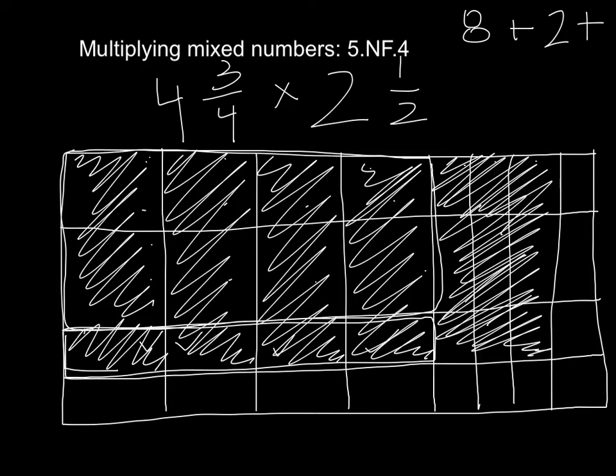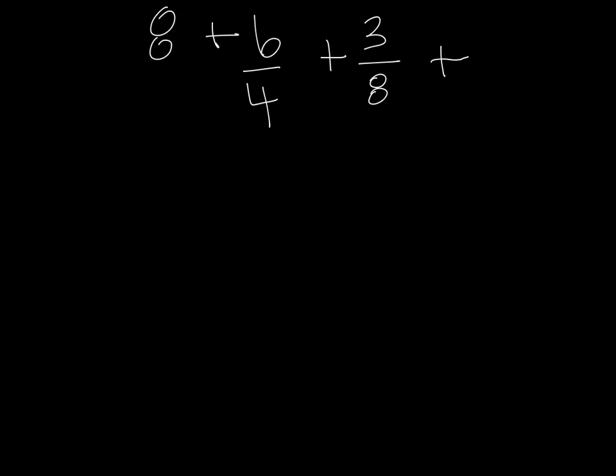And back up to here, I have my fourths. So I know that this is 1/4, 2/4, 3/4, 4/4, 5/4, 6/4, which I know is improper, but we'll get to that in a minute. And then down here, I have my eighths. 1/8, 2/8, 3/8. Now on the next slide, I'm going to add all my partial products together. So here I have 8 plus 6/4 plus 3/8 plus 2. I'm going to go ahead and change my improper fraction.